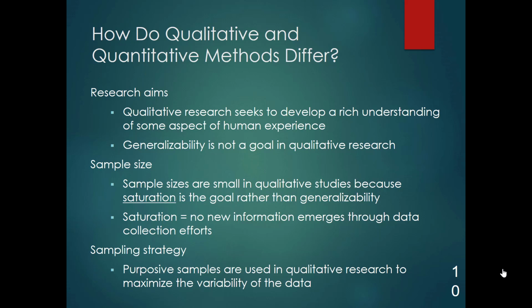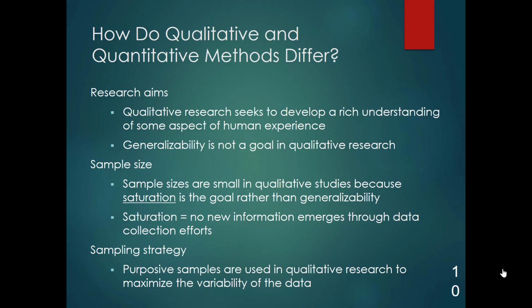Sample sizes are smaller in qualitative studies. Saturation is the goal rather than generalizability. And saturation is basically when no new information emerges through data collection efforts. So if you are doing a qualitative study and you're collecting data from people, right?